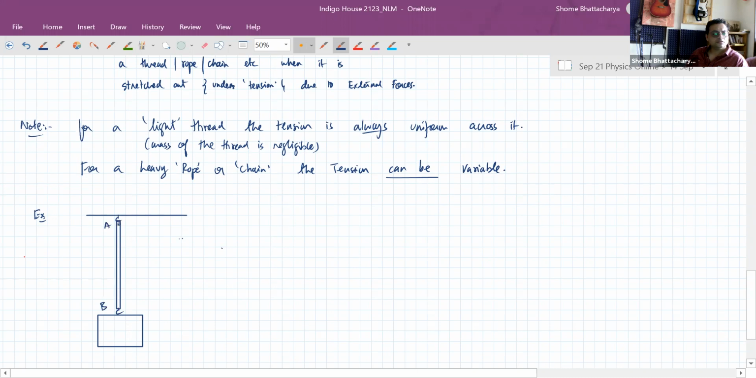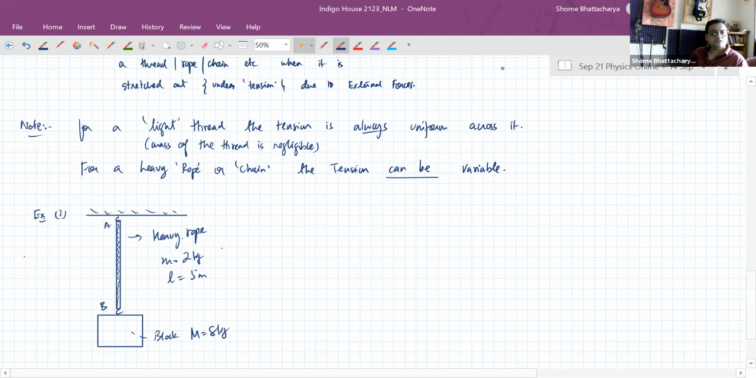So AB is a heavy rope of mass, let us say 2 kilograms, and length, let's say 5 meters. And this is a block of mass, let us say 8 kilograms. So this is one case.